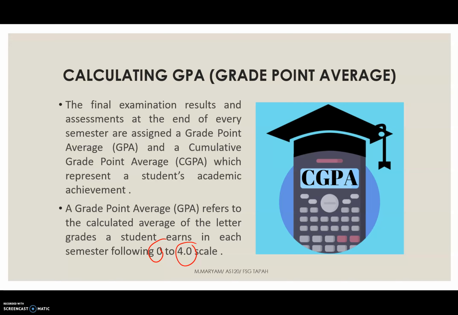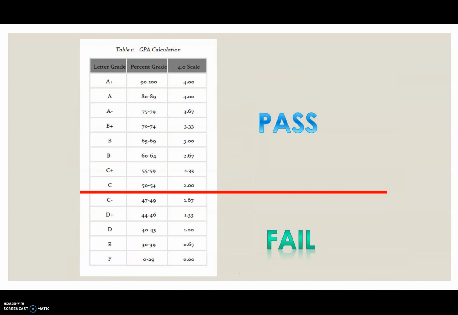Okay, but CGPA, cumulative grade point average, represents the student's academic achievement throughout the study. For example, you are in your third semester, so your CGPA is calculated from the first to the third semester. So that's the difference between GPA and CGPA. CGPA is the overall GPA across semesters. Alright? Okay, so like I mentioned just now, your points are based on your grades. So I will show you the grades that you are going to be using.